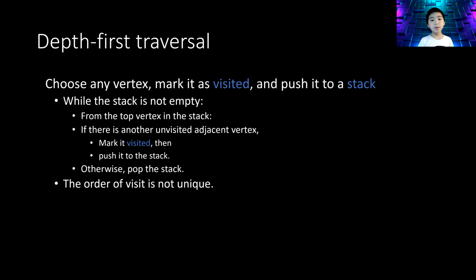As we know, the difference between a breadth first traversal and a depth first traversal is just the choice of queue versus stack. Let's see how the depth first traversal works now. First, we choose a vertex as a starting point, mark it visited, and push it into a stack. Then while the stack isn't empty, we can look at the top vertex in the stack, and if there's another unvisited adjacent vertex, we can mark it visited, and then push it to the stack. Otherwise, if there's no unvisited adjacent vertices, we can pop the stack.